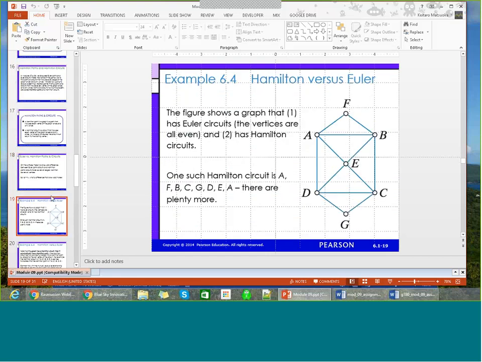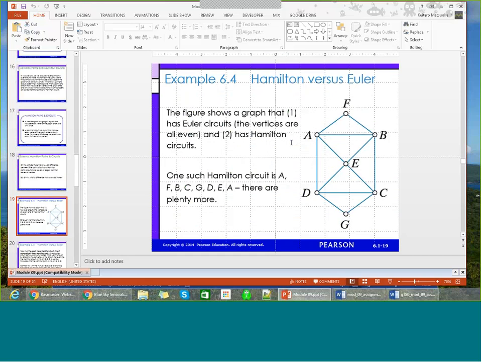Okay. So here's the difference between Hamilton versus Euler. If you remember, this has a Euler circuit, and we know that because from one of the theorems, the vertices are all even, so that makes this graph have a circuit. It also has a Hamilton circuit. For example, if this is what you have to do in your assignment, right here. Here's how you do it.